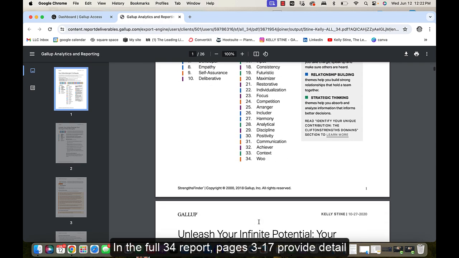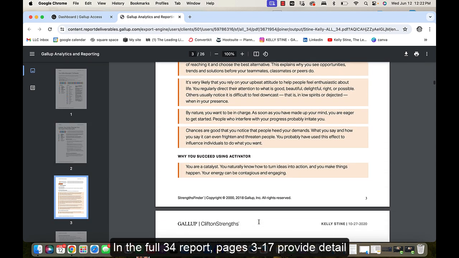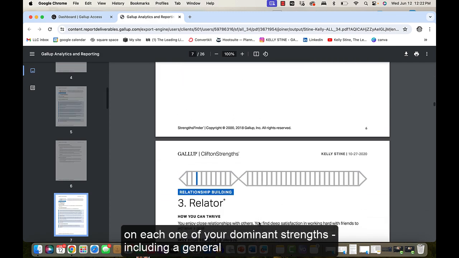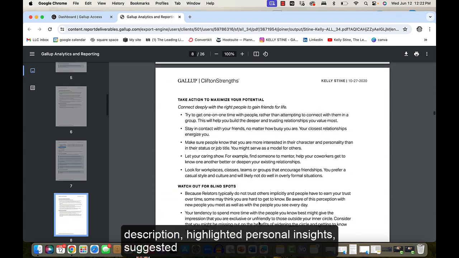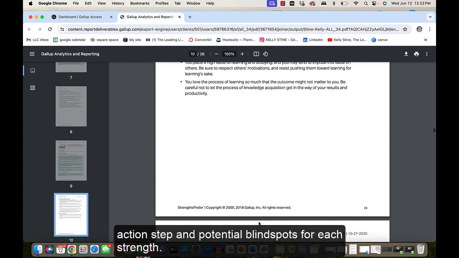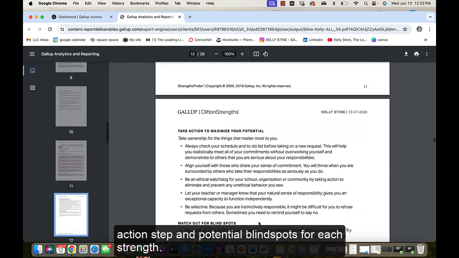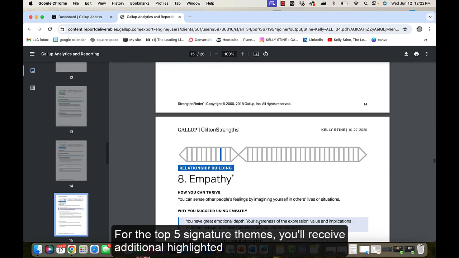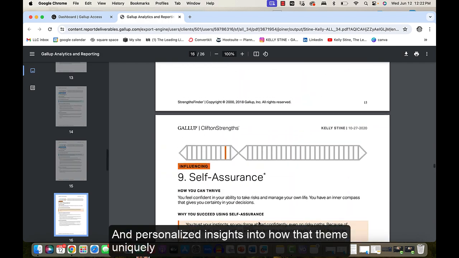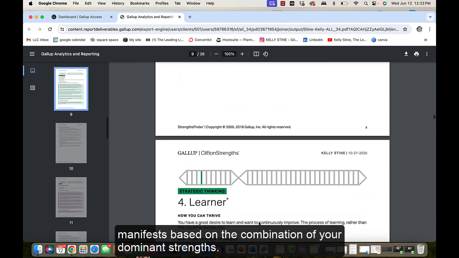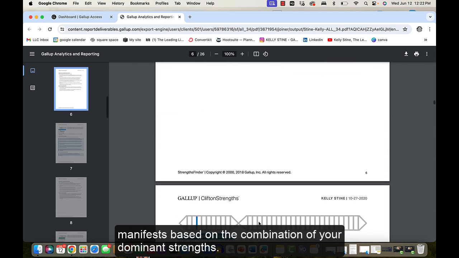In the full 34 report, pages 3 through 17 provide detail on each one of your dominant strengths, including a general description, highlighted and personalized insights, suggested action steps, and also potential blind spots for each strength. For the top 5 signature themes, you'll receive additional highlighted and personalized insights into how that theme uniquely manifests based on the combination of your dominant strengths.